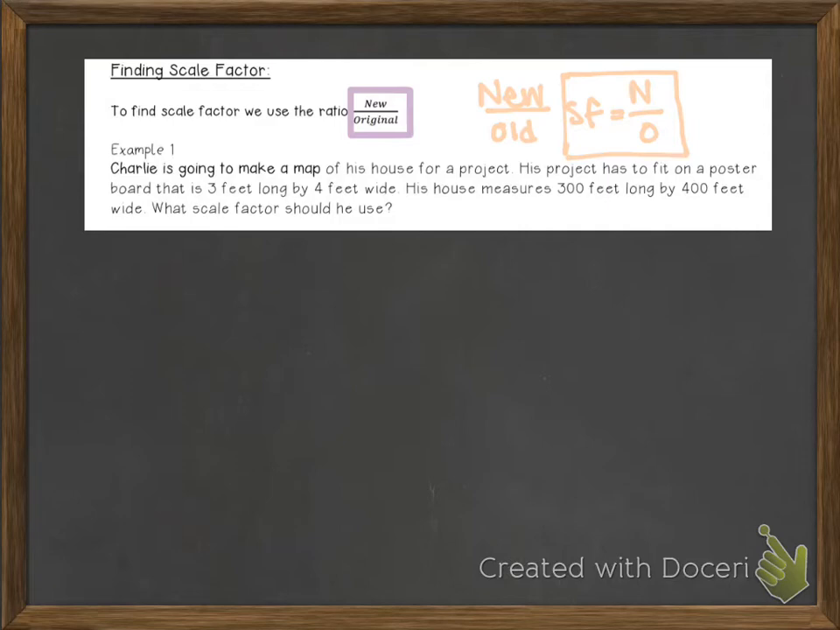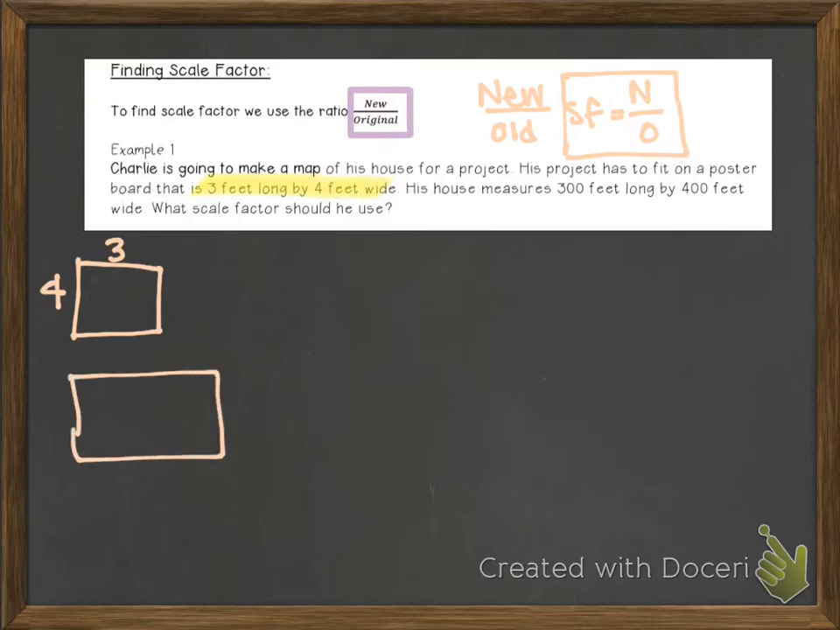His project has to fit on a poster board that is 3 feet long by 3 feet wide. So it's super important to draw what's going on. So it's saying that this poster board is 3 feet long and 4 feet wide. His house measures 300 feet long by 400 feet wide. What scale factor should he use? So it's also important to write what we're looking for. In this case, we're looking for scale factor.